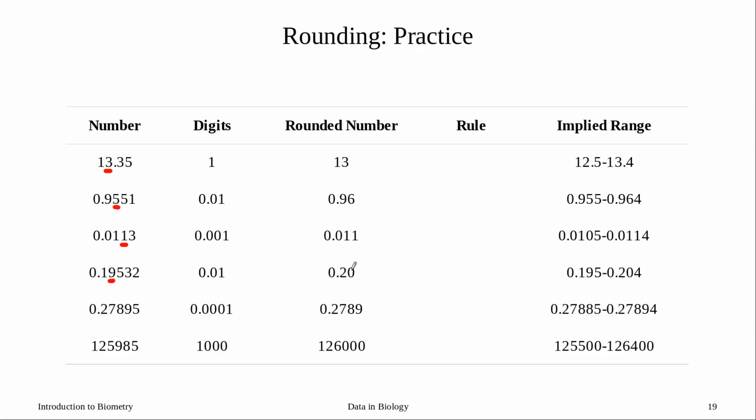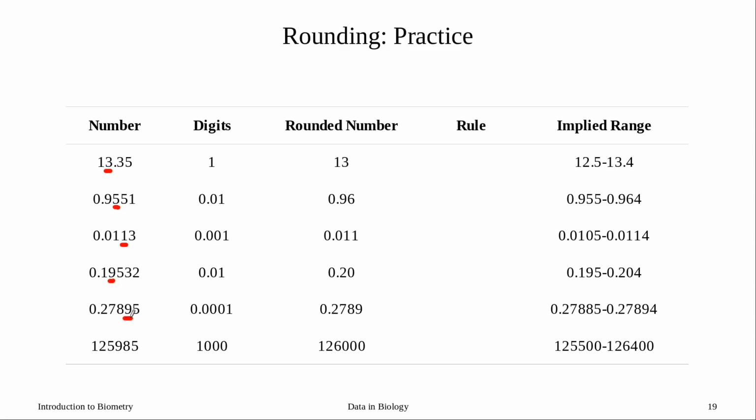If we left off the 0 and said it's just 0.2, well then it changes our implied range. Now our implied range is 0.15 to 0.24, which is way bigger than this implied range. So the 0 as a placeholder is important.